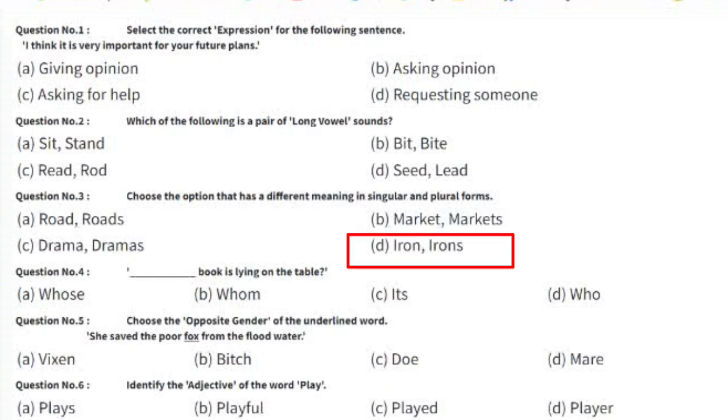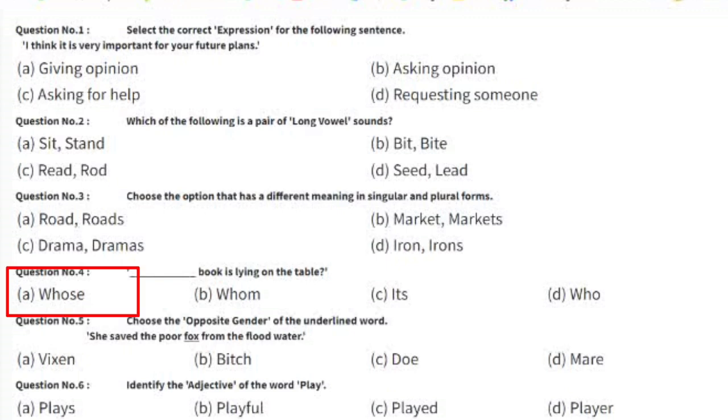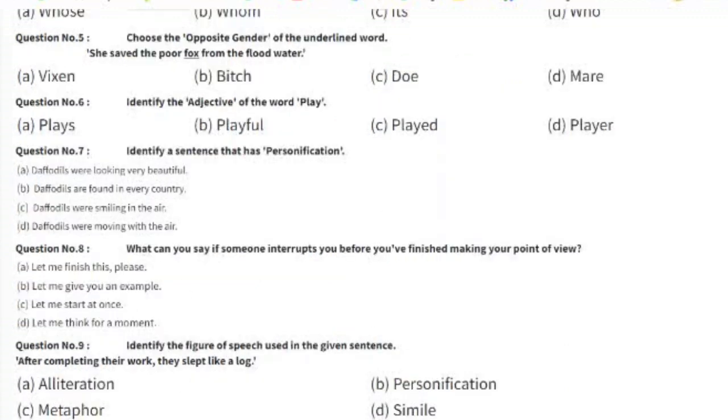The right answer is D, iron, irons. Question number 4, dash book is lying on the table. The right answer is A, whose book is lying on the table. Question number 5, choose the opposite gender of the underlined word. She saved the poor fox from the flood water. The right answer is A, vixen.